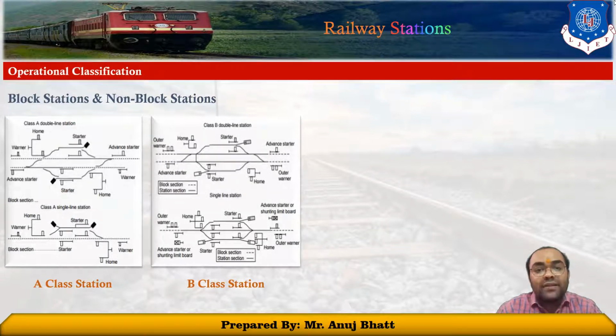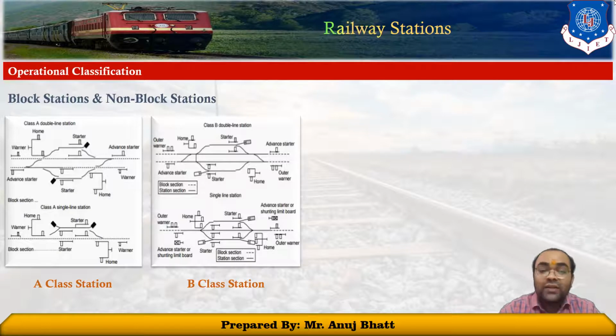The next is the B class station. This is the most common type of station and is provided on single line as well as double line sections. The A class station is provided only on double line sections, whereas class B can be placed on a single line as well as a double line. At a B class station, the line has to be clear up to an adequate distance beyond the outer signal before permission to approach can be given to that particular train. This is the most common station in use on Indian Railways because it offers greater flexibility of working.